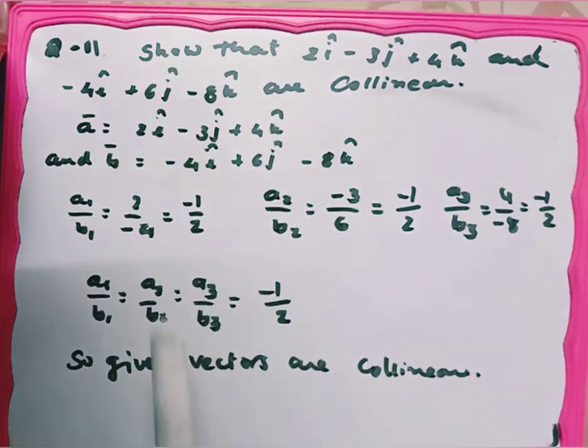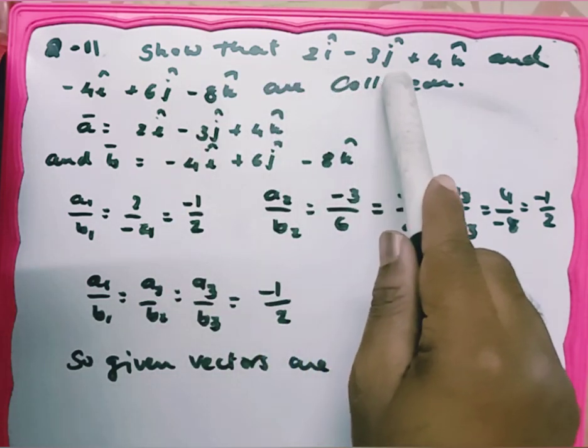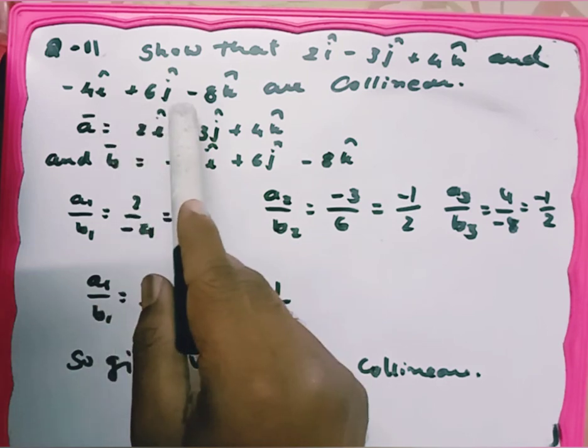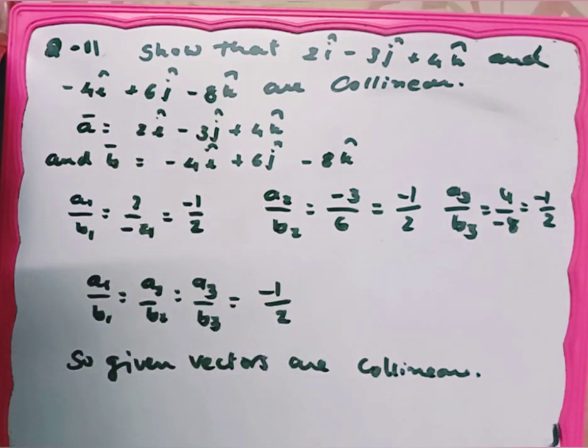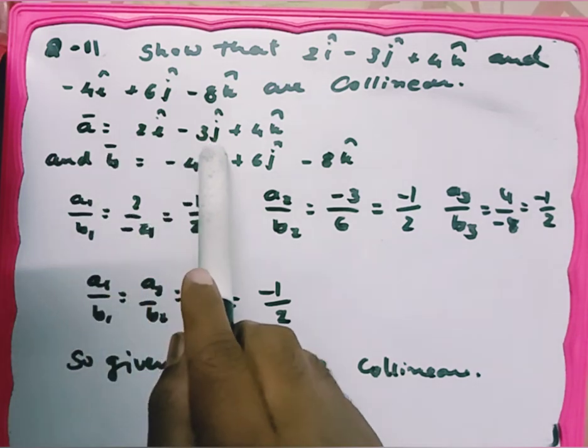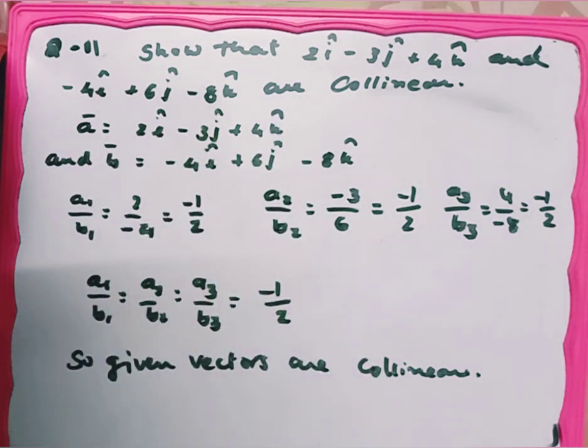Question 11: show that 2i caret minus 3j caret plus 4k caret and 4i caret plus 6j caret minus 8k caret are collinear. So a bar is given as 2i caret minus 3j caret plus 4k caret, and b bar is given as minus 4i caret plus 6j caret minus 8k caret.